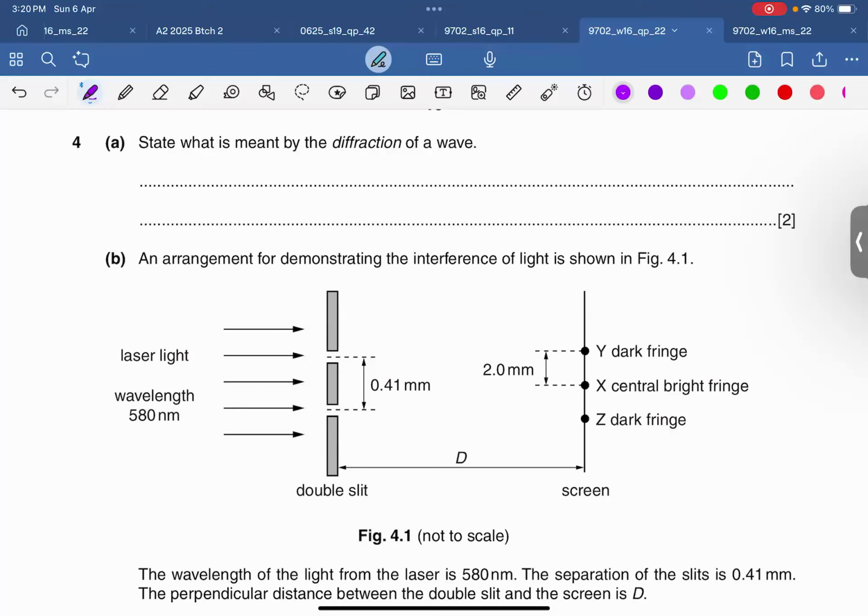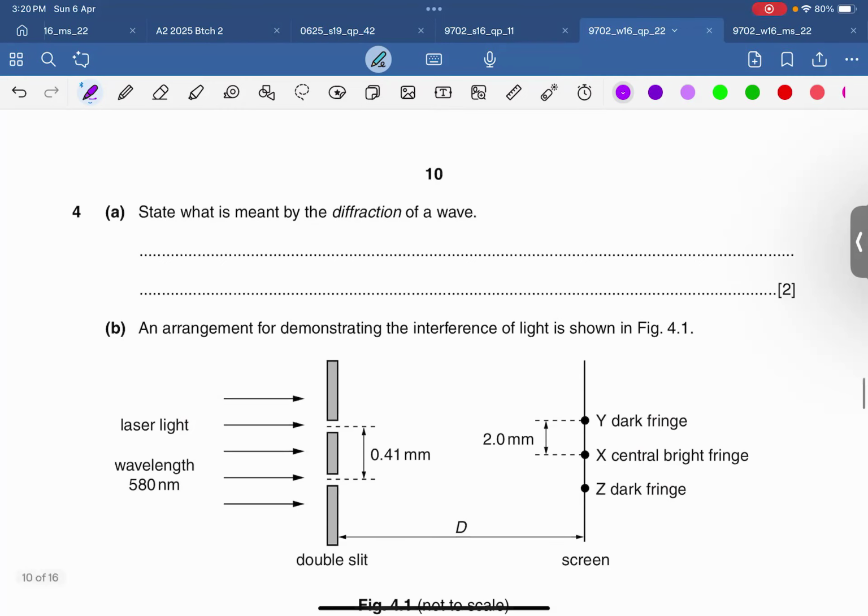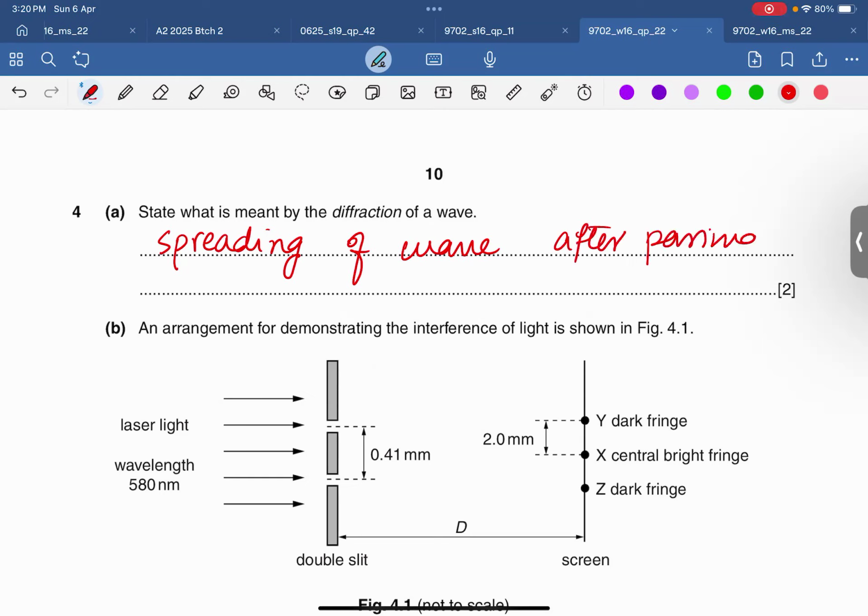State diffraction of the wave. So diffraction is spreading of the wave as it passes through a gap. Okay, so you are saying spreading of the wave after passing through. Either you can say the edge, not the gap, okay? The edge or the slit, okay? Or the aperture.